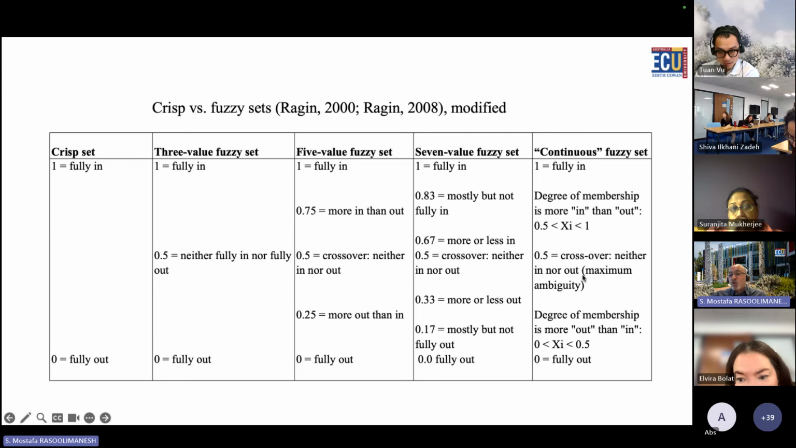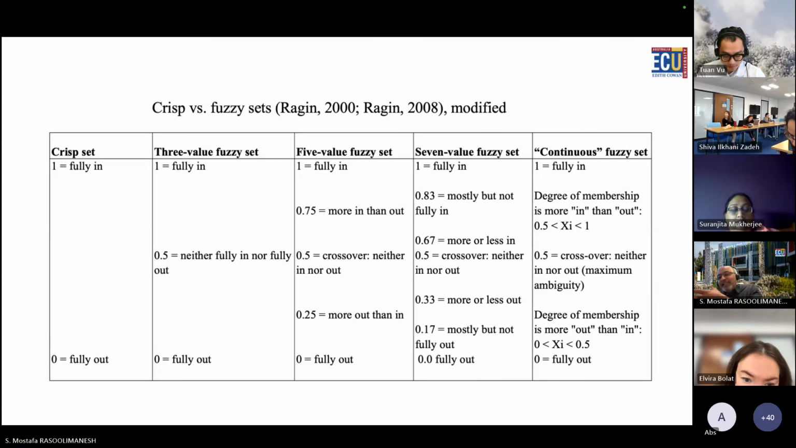0.5 is crossover, neither in nor out. Between 0 and 0.5, we call it out, actually more out than in. So it is more out of this group than in the group. And 0.5 to 1 can be more in than out.